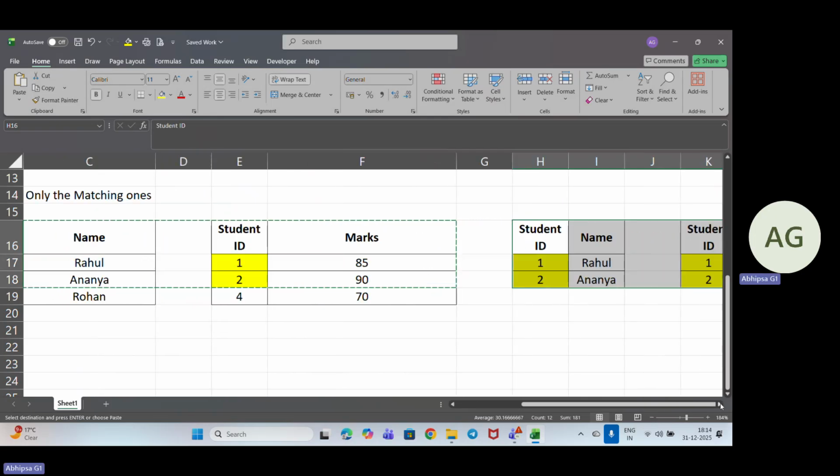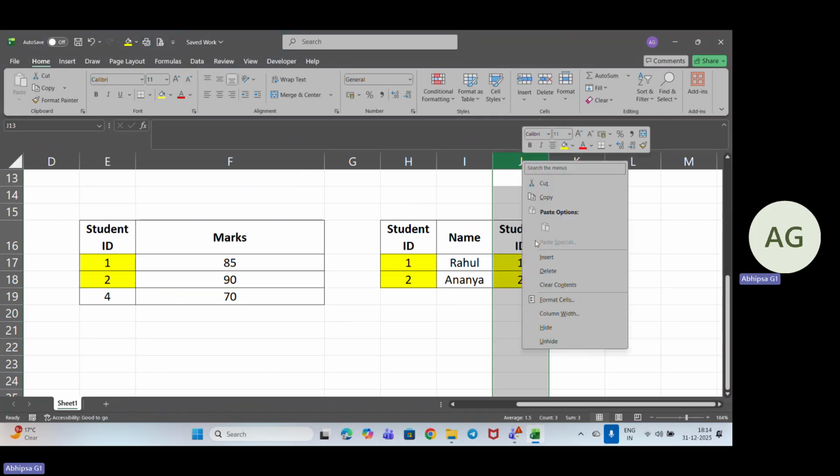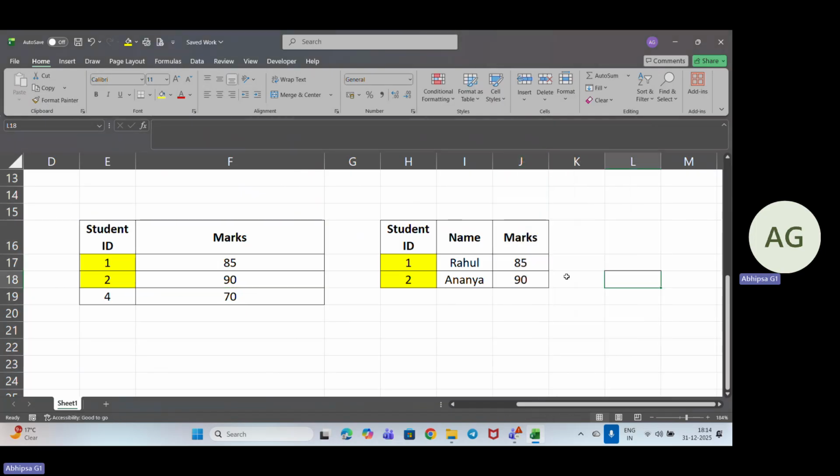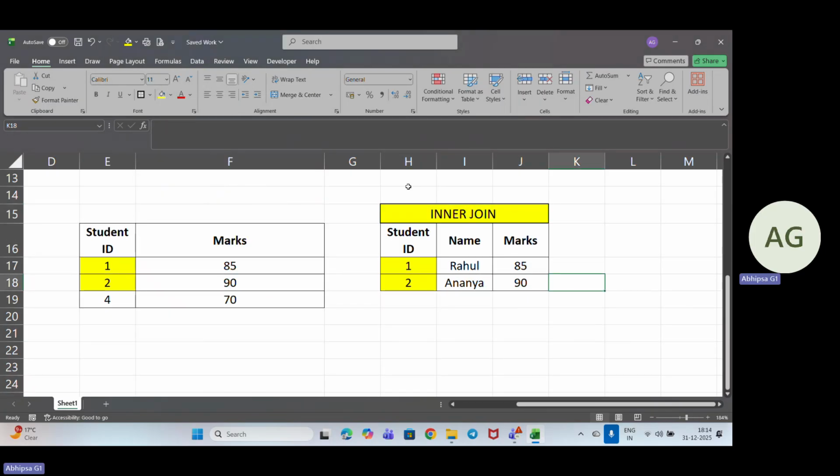right? And let's go here. We'll just delete it. So this is how my table will look. This is after performing the inner join. This would be my result.